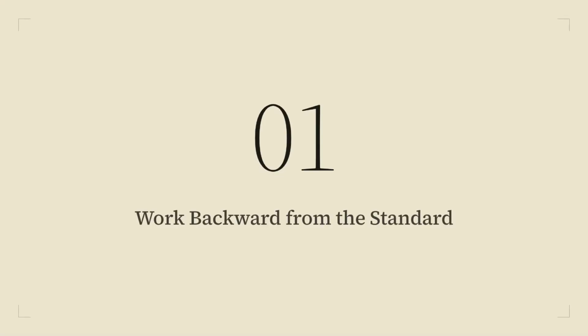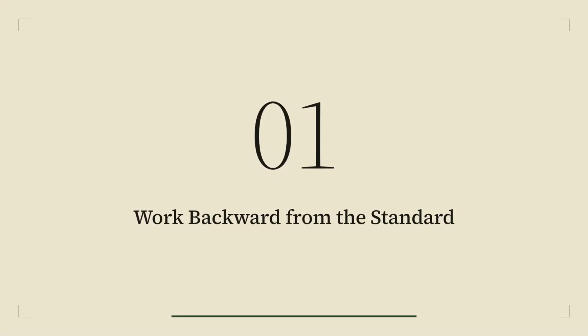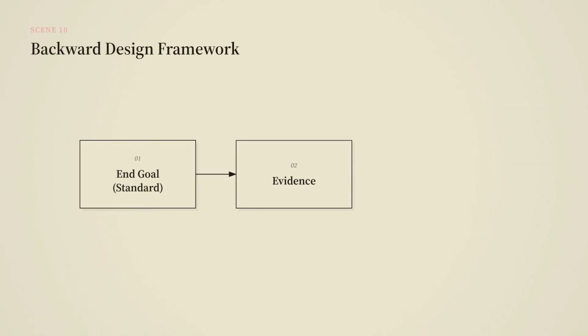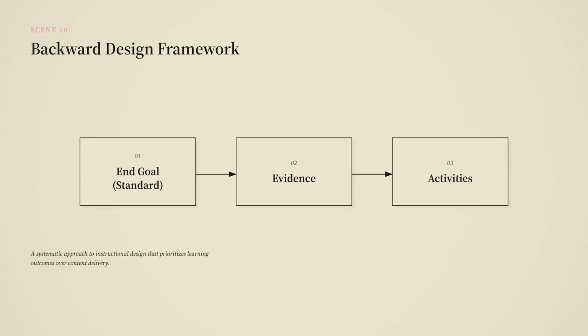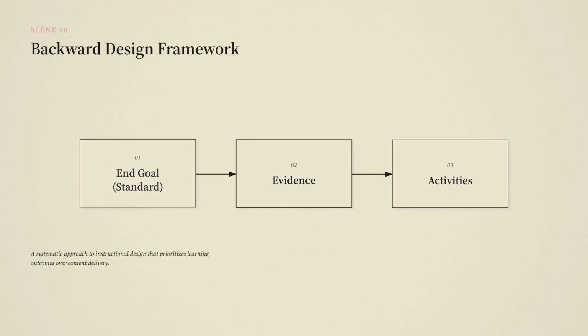Let's start with the core idea, and it's a simple one. AI should work backward from your standard, not forward from a blank page. This is actually a well-established idea in curriculum design. It's often called backward design, from the work of Grant Wiggins and Jay McTighe. The idea is you start with the end goal, the standard, the outcome you need students to demonstrate, and then you design everything else, the activities, the assessments, the materials, to get there.